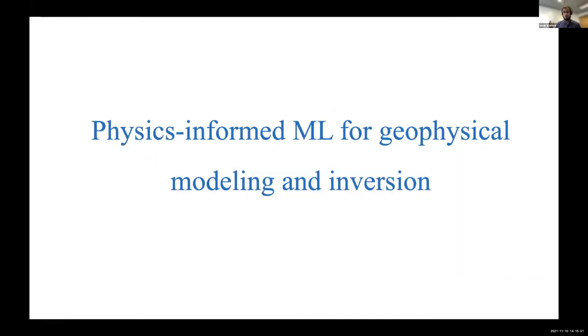Another direction where we are going in our research is the use of what is called physics-informed machine learning for geophysical modeling and inversion. We have already had some good discussion on physics versus data. In the field of geophysics, we have scarce observations. We can only observe on the surface, and we want to understand what is going on in the subsurface.